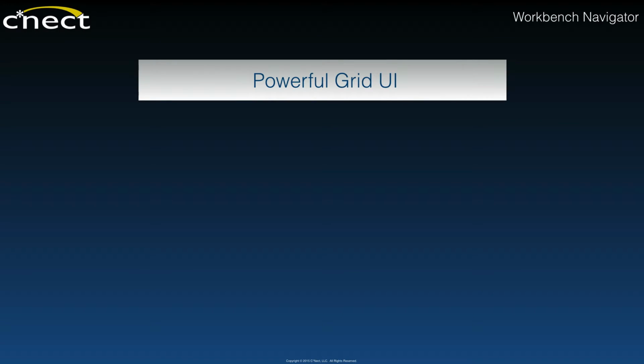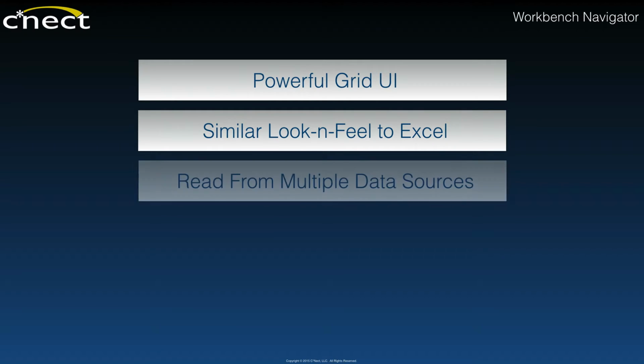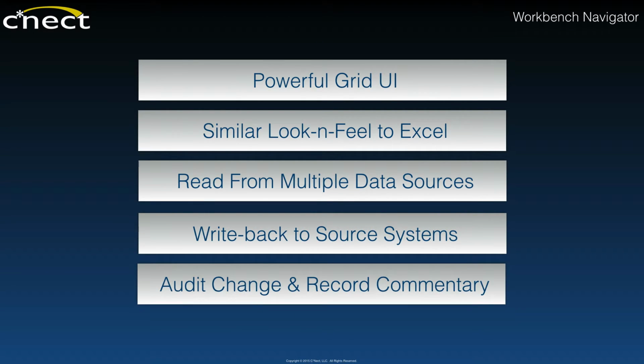In this video, we will be reviewing the Navigator module of the Connect Workbench. Navigator is a powerful grid interface that allows you to retrieve, review, edit, and transform data from multiple data sources. Navigator is similar in look and feel to Microsoft Excel and is capable of working with millions of rows of data at once, reading data from multiple data sources into a single view, writing data back to source systems, tracking changes with an audit log, and recording commentary in line with data.